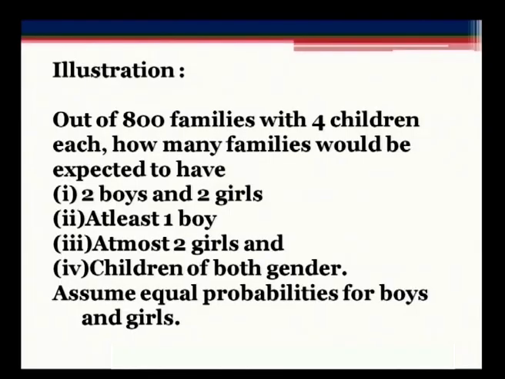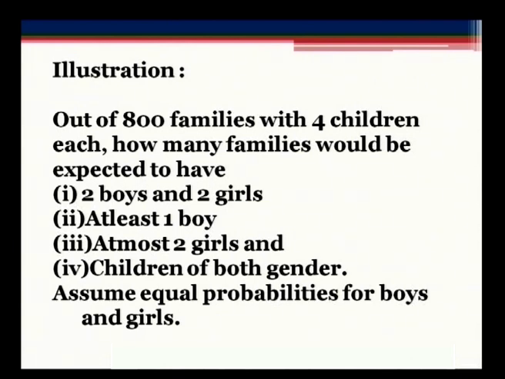Welcome after the break. Earlier to the break, we have discussed the binomial distribution probability mass function, and then we started discussing the illustrations of a binomial distribution. Continuing with the illustration of binomial distribution, we will work out one more problem, that is, out of 800 families. Here the frequency is given. It is totally different from the previous two problems.